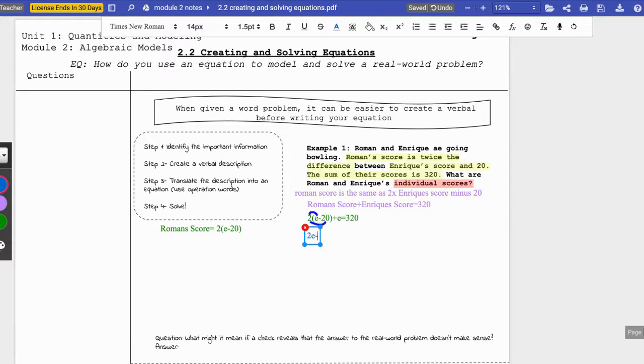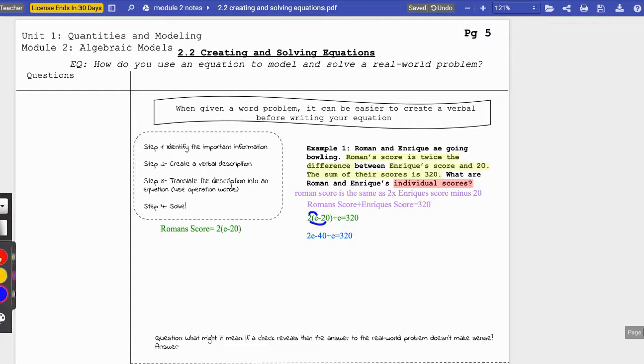And 2 times negative 20 is negative 40 plus E equals 320. All right. Now I'm going to combine my like terms, which is the 2E and the E. This guy's right here. And 2e plus 1e is 3e.